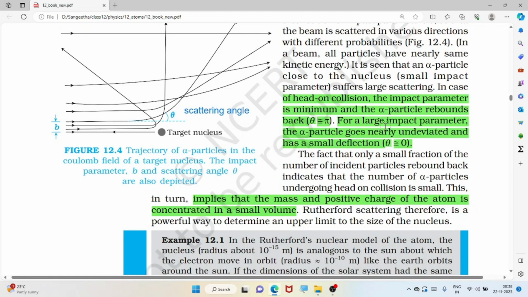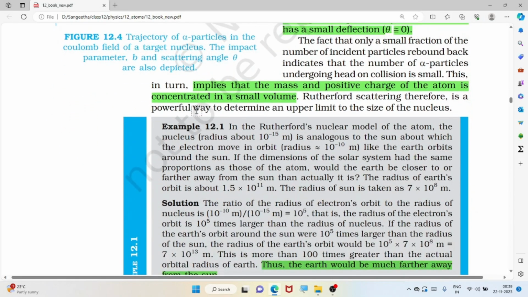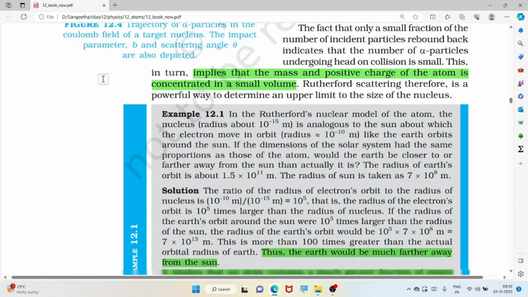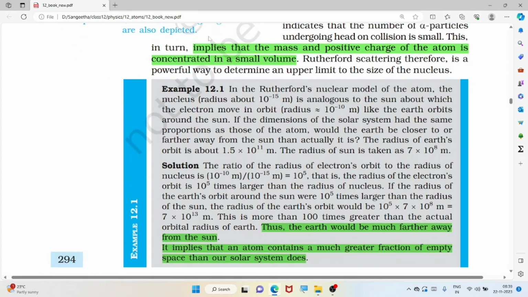They are computing something called the impact parameter. When the impact parameter is minimum, the alpha particle rebounds at this angle. For larger impact parameters, the deflection is around 0. So most of the mass is concentrated in a smaller volume.